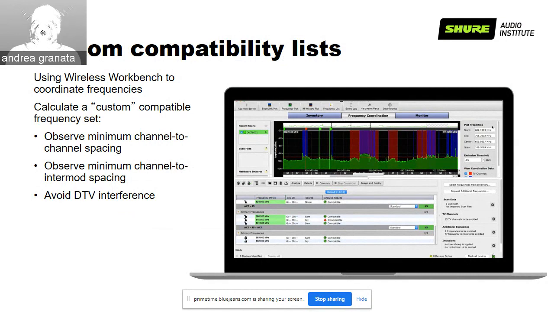Or the best thing is to use a software to calculate the frequencies that you need every time. Get in a scan and calculate a compatible frequency set, keeping the minimum channel-to-channel spacing, keeping the channel-to-intermod spacing, and avoiding interferences that can be created by digital TV or other sources of RF noise that we may find on site.